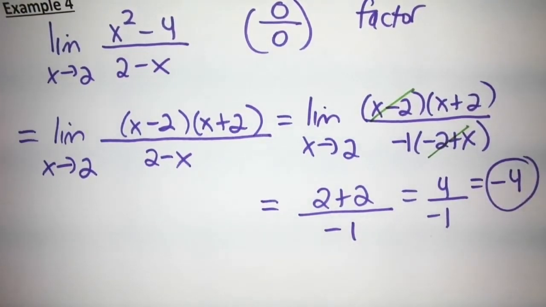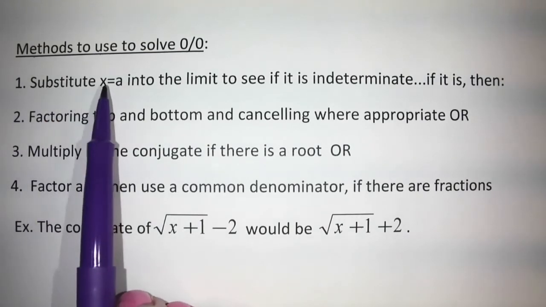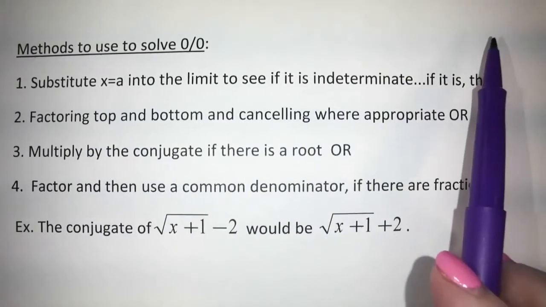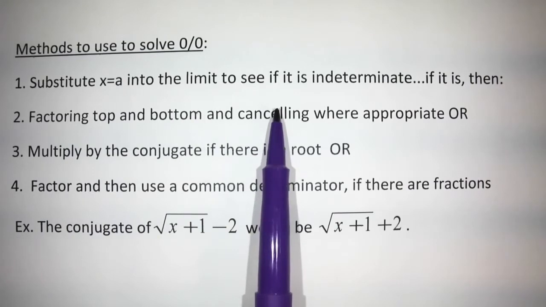And that's our answer. So what do we do when we have 0 over 0? Well, there's a few things we can try. Again, these methods will be in your prep book when you come to prep for the midterm, so you don't need to write them all down. Number one, always substitute x equals a in to see if it's indeterminate. If it is, then we can factor, like we did in the last one, the top and bottom and cancel.